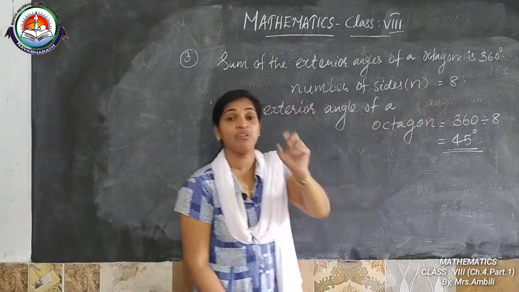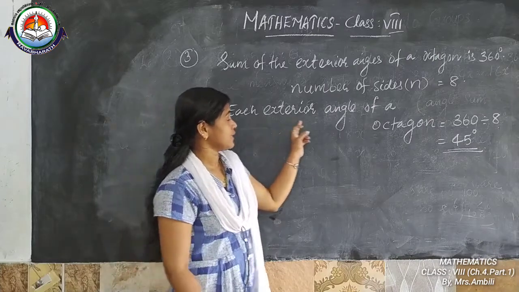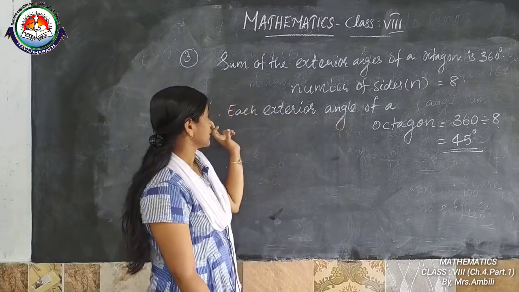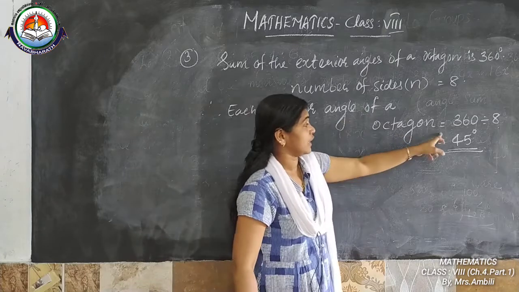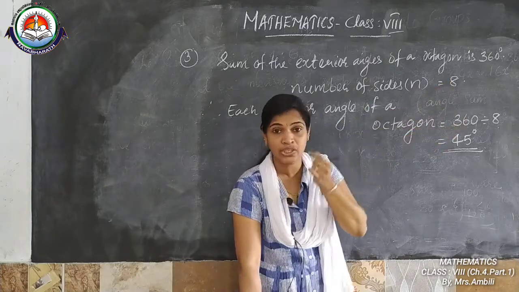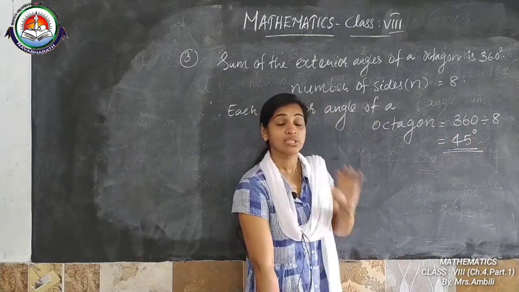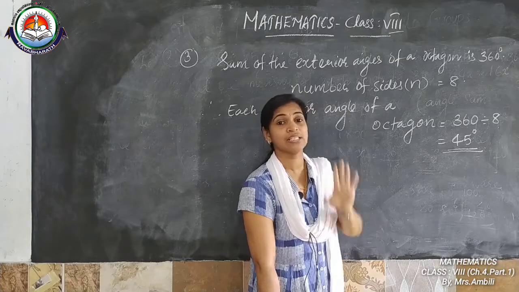So we need to find out each exterior angle. So each exterior angle of an octagon is 360. When we are dividing 360 by 8 we will get each angle. Okay. So 360 divided by 8 equal to 45 degree. So now we got each exterior angle is 45 degree.